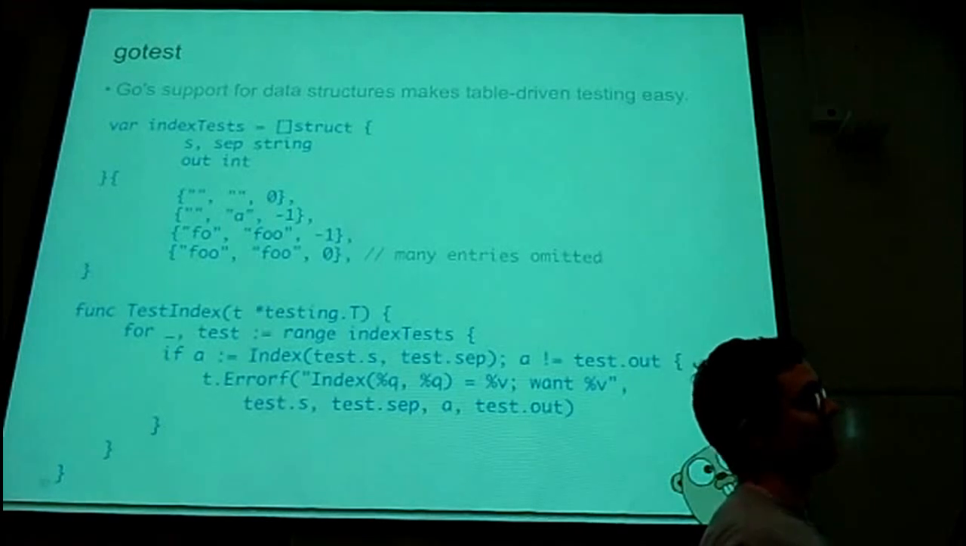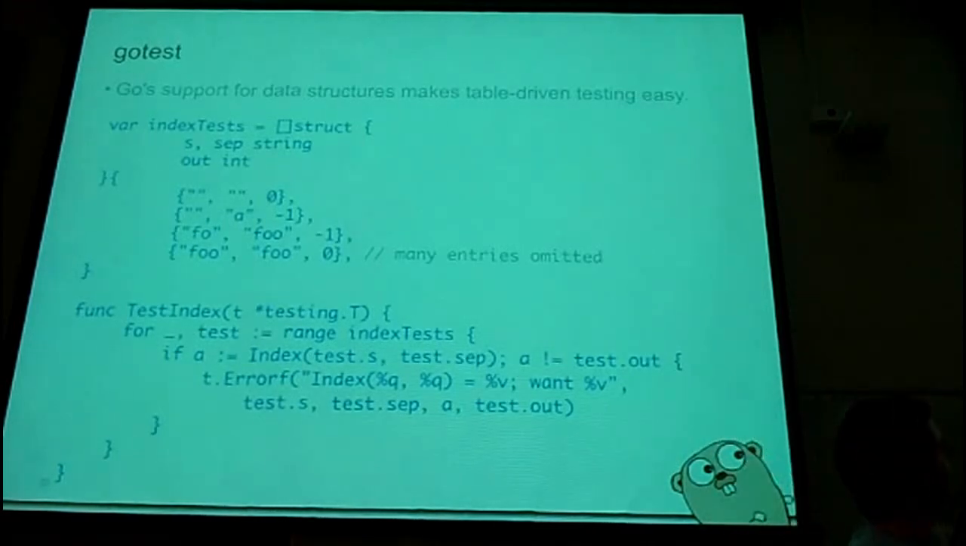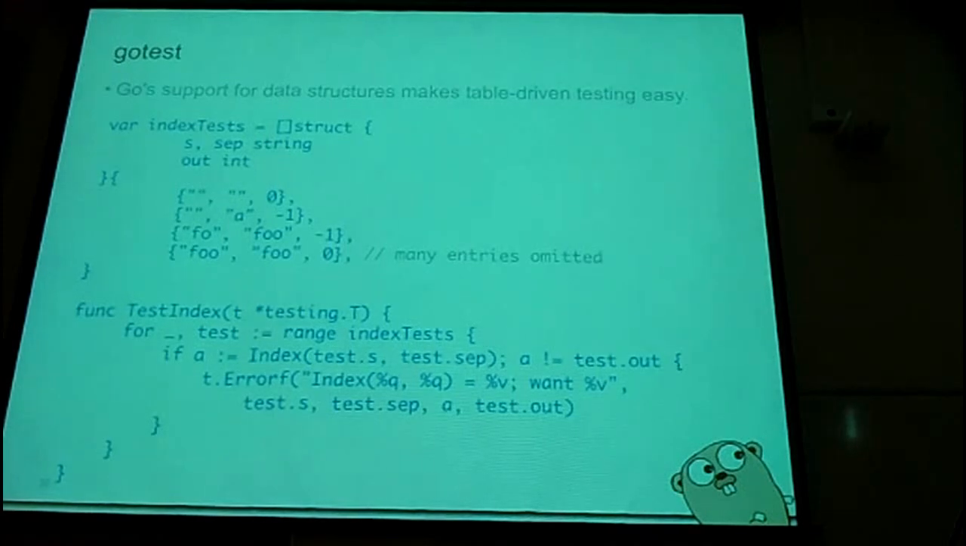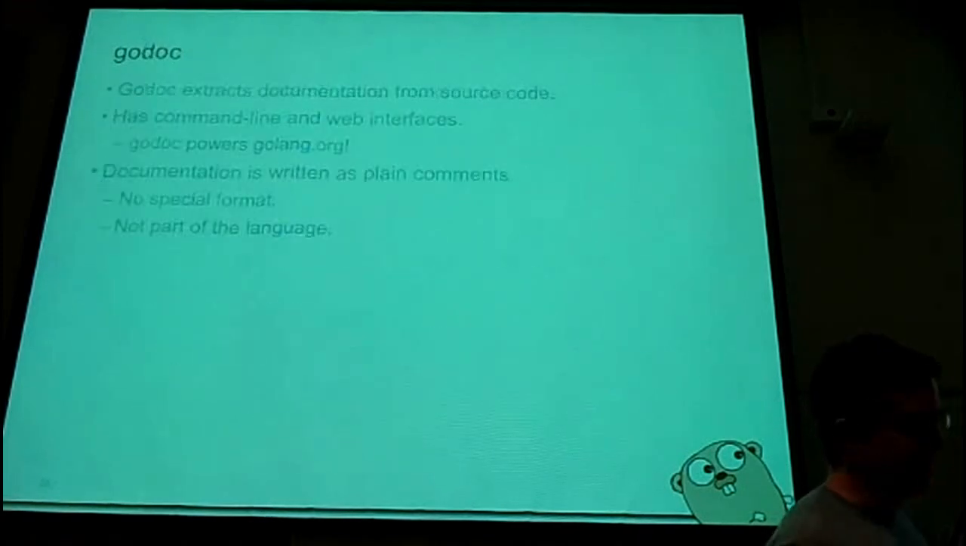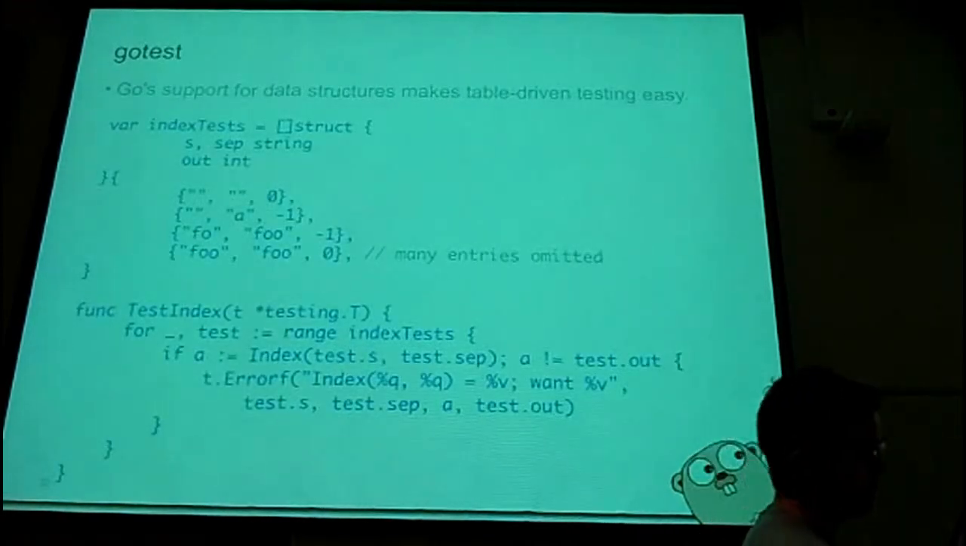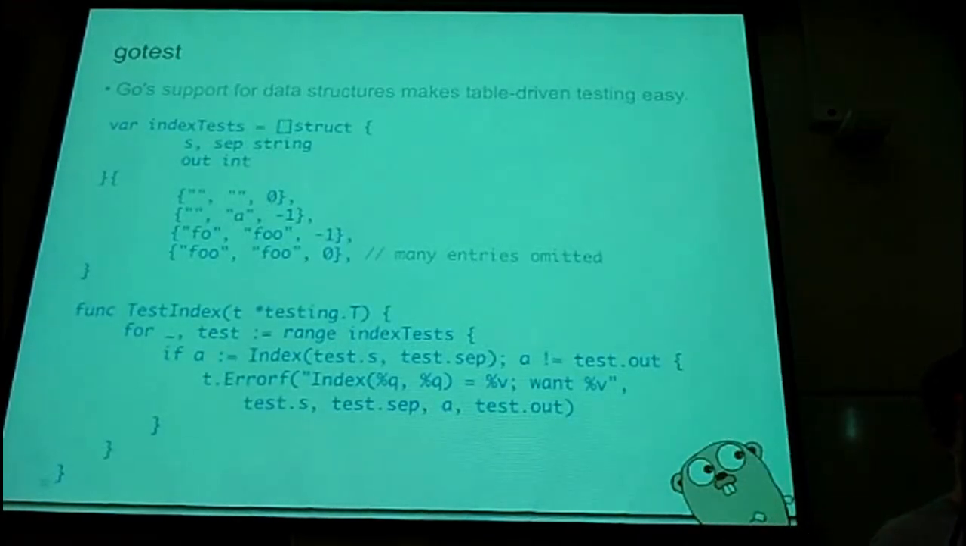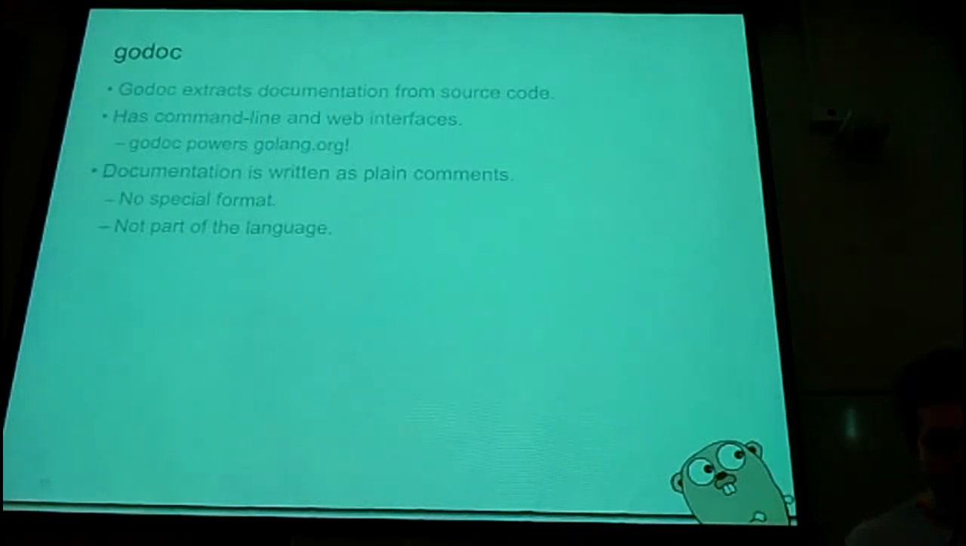There are many, many entries in the real test. But then inside the testing function itself, we just iterate through those tests, call the index function, and check that the output is equal to what we expect. If it's not, then we call the Errorf method of our testing object, and that will report to the GoTest framework that a test has failed, and then the appropriate outputs are sent. So that's GoTest in a nutshell.